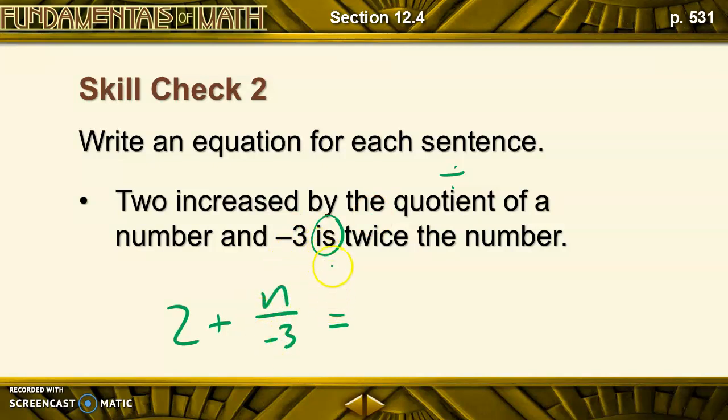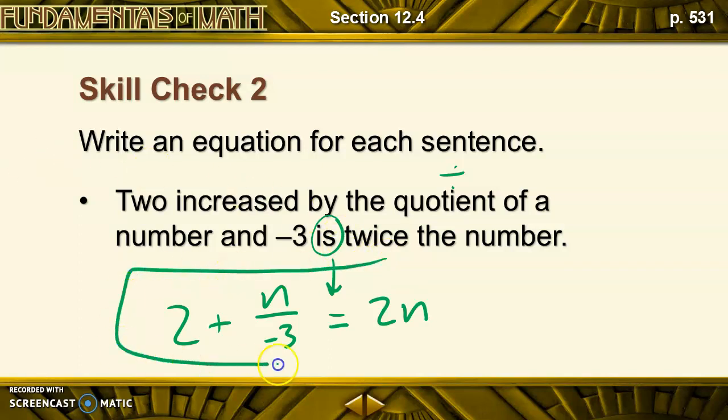Then we have our equal sign. Twice the number. Twice means multiply by 2. Like if I said I scored twice as many points in the basketball game as you, right, and you scored 4 points and I scored 8 points. It's 2 times 4, right? And this would be our answer.